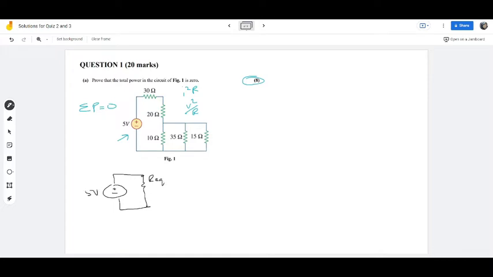That is the 5 volt. If you can find this IS, the power supplied is 5 IS. And this V here is 5 volt because it is also in parallel. So you can do V squared over R equivalent. You already have 5 squared over R equivalent. So this is another way you can do it.